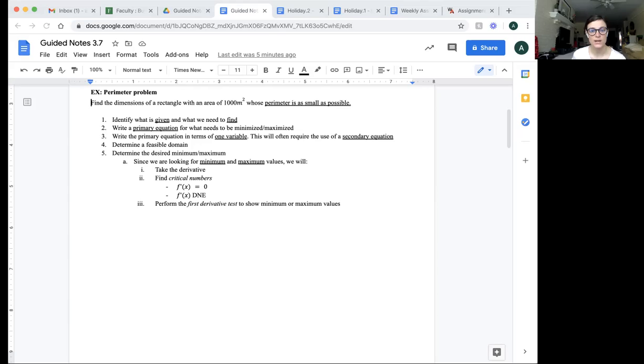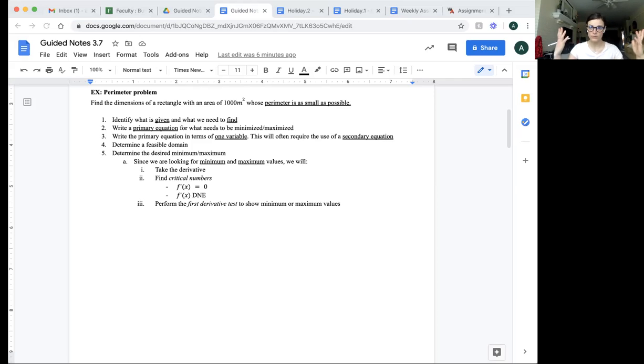Since we're looking for minimum and maximum values, we'll take the derivative and find our critical numbers, which again are when the derivative is equal to 0 or doesn't exist. Then we perform the first derivative test to show that we do in fact have a minimum or maximum. Remember, if it changes from increasing to decreasing, it's a max. Decreasing to increasing, it's a min. So we'll use that sign chart once we find our critical numbers to determine if we have a min or a max.